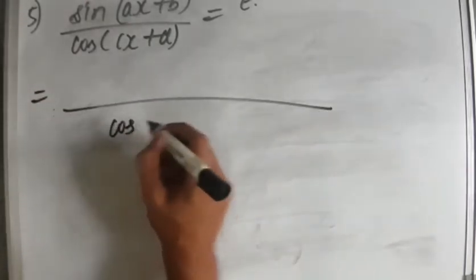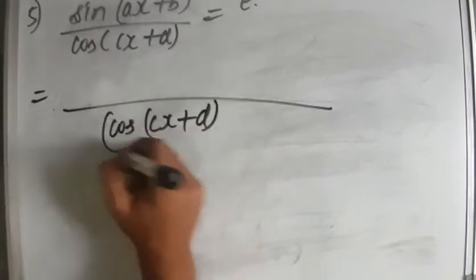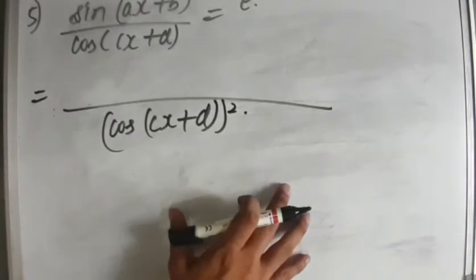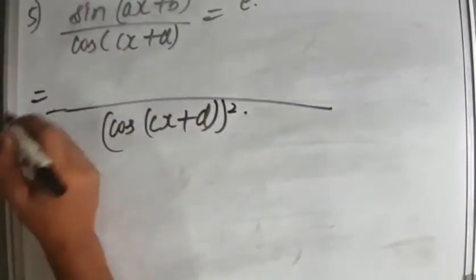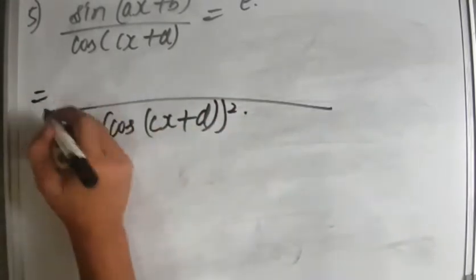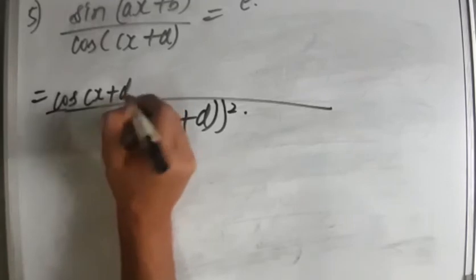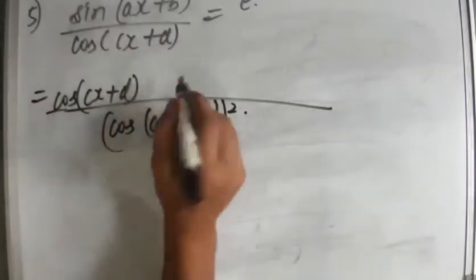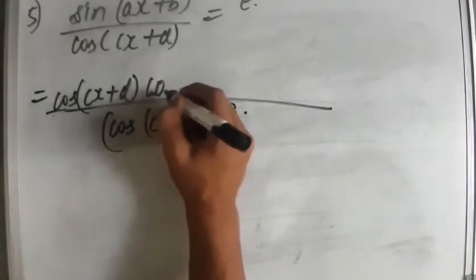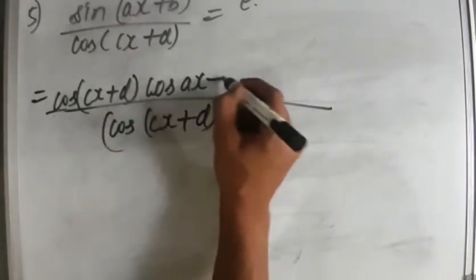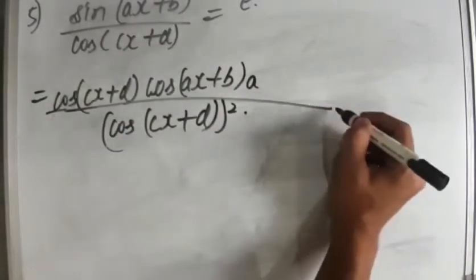Cos cx plus d whole square. Okay, and this is quotient rule which I am applying here. So first of all, leave cos cx plus d as it is and differentiate sine ax plus b. Sine differentiation is cos ax plus b, and ax differentiation will be a.